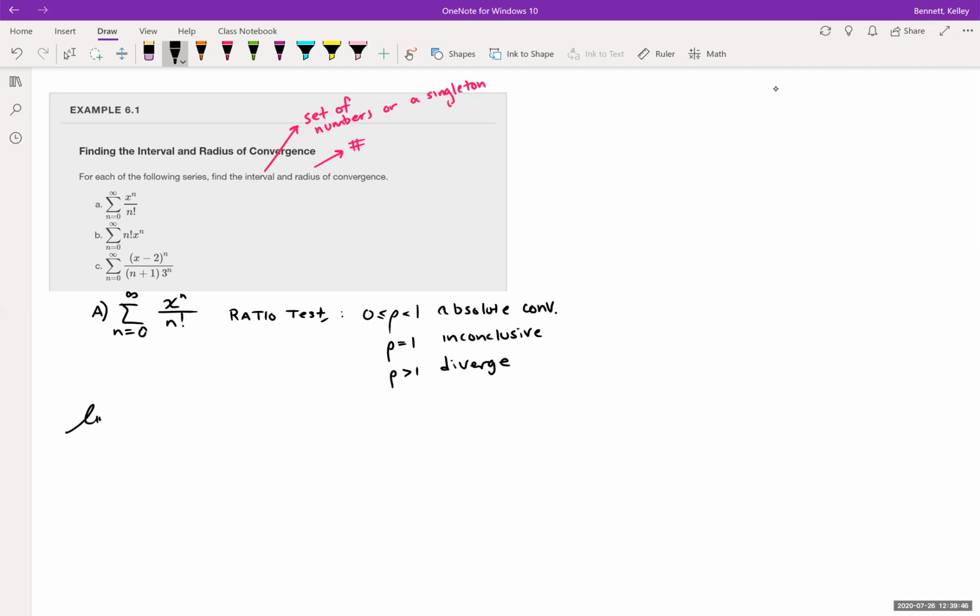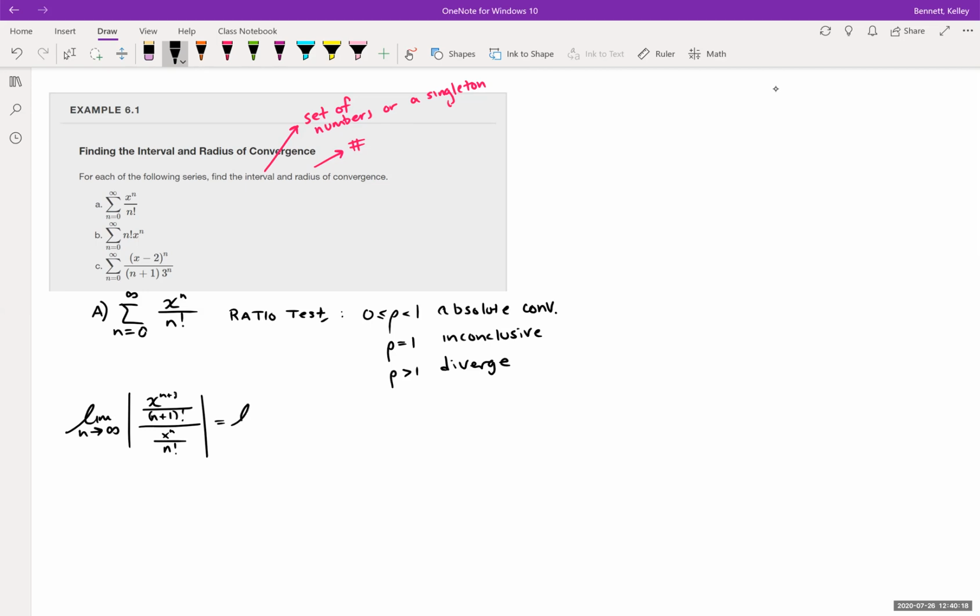So let's set up our ratio. I take the limit as n goes to infinity of the absolute value of x to the n plus 1 over n plus 1 factorial. That's the n plus 1th term. And then take that over the nth term, which is x to the n over n factorial. And of course, all of our n's are 0 or greater. So the only thing that we need to be careful about in terms of absolute value is x.